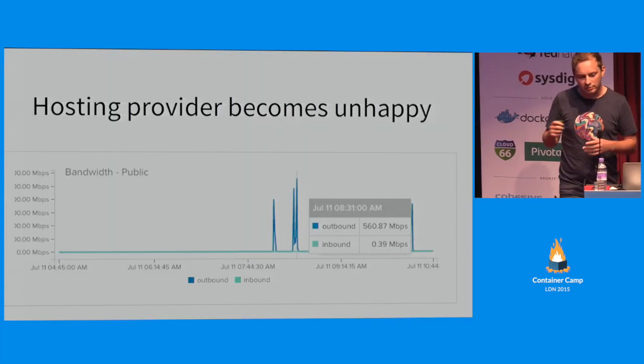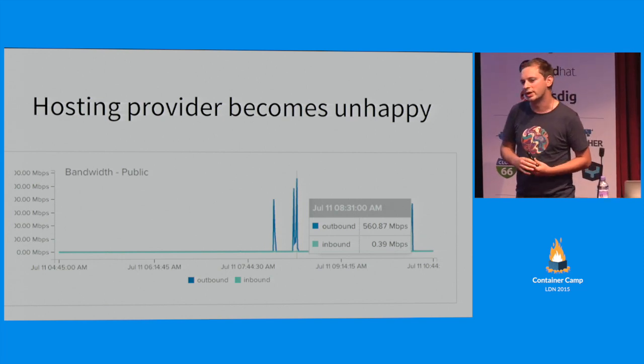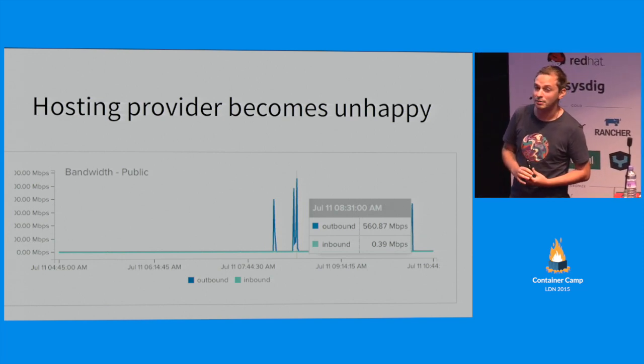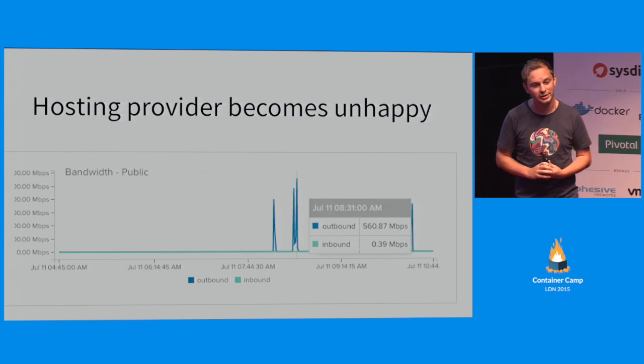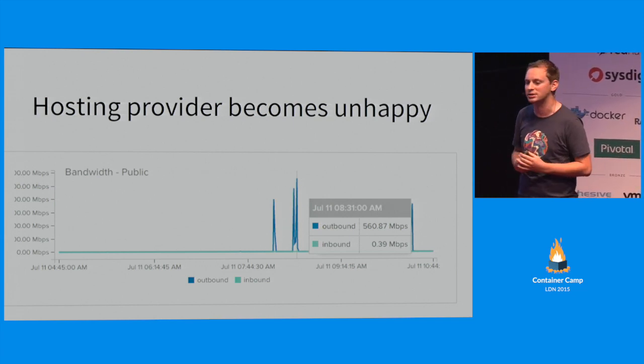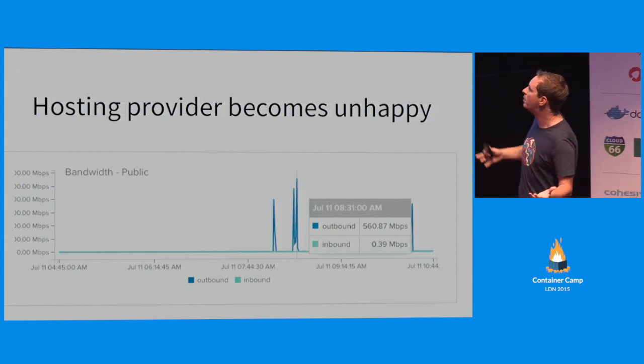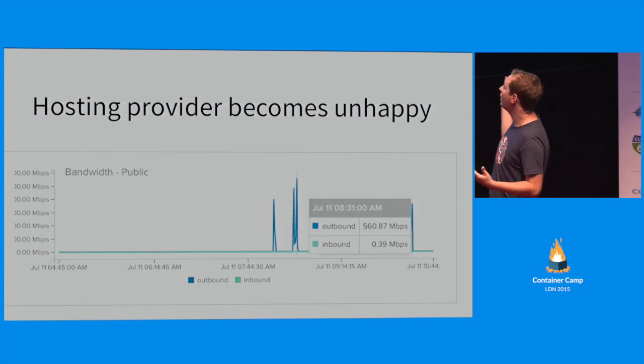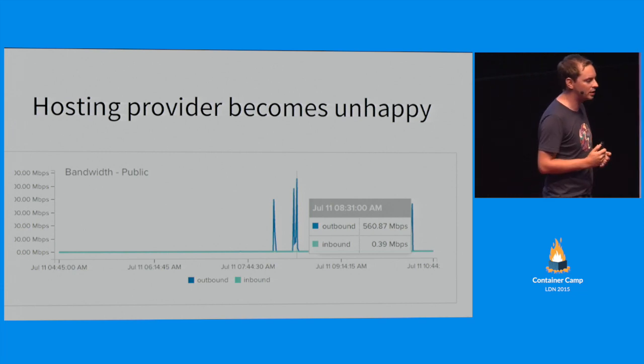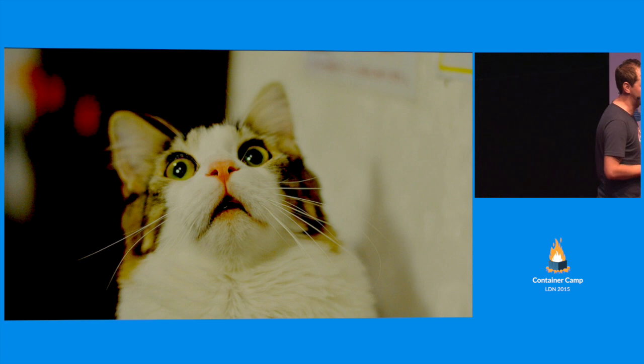That is until you receive a nice little email from your hosting provider saying there's somewhat of a problem with your virtual machine, and we've disabled all the networking access. So I went into the control panel, looked at the bandwidth graph, and it was like, 560 megabits per second spike. That's problematic.